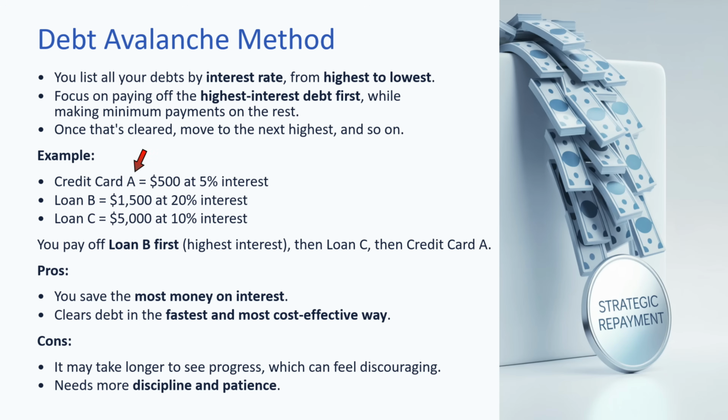For example, credit card A is $500 at 5% interest. Loan B is $1,500 at 20% interest. Loan C is $5,000 at 10% interest. In this example, the highest interest rate is loan B, then loan C, then credit card A. So you pay off loan B first, which has the highest interest rate, then loan C, then credit card A.